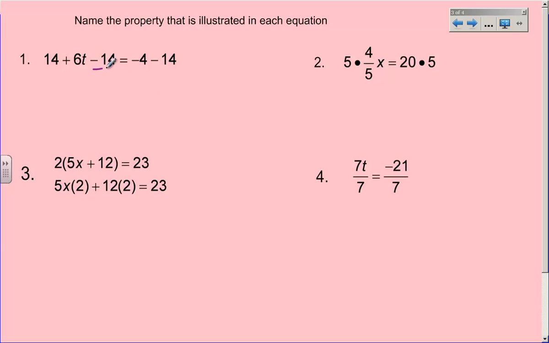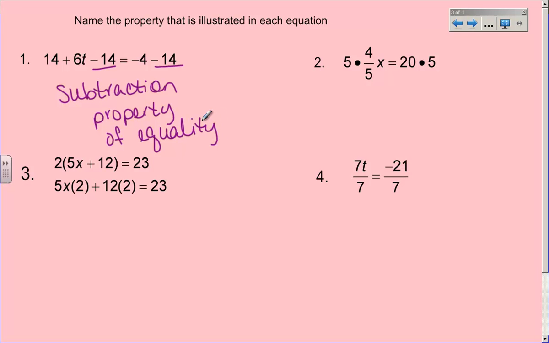Well, what is the same is this minus 14, and since there's a minus 14 on each side, this is the subtraction property of equality. And that's because they subtracted the 14 on both sides. So it's the subtraction property of equality.